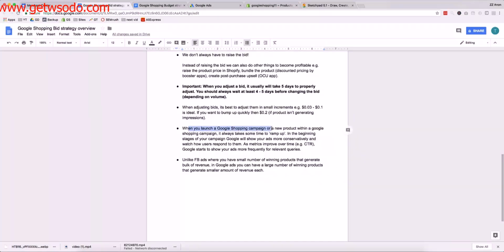And so when you launch a Google Shopping campaign, or a new product within a Google Shopping campaign, I mentioned before, it takes time to ramp up, right? In the beginning stages of your campaign, Google shows your ads conservatively, so it doesn't show your ads as much as it possibly could, because it wants to see how users respond to them. Are they clicking on them? Are they going to your website? How long are they spending on your website? And then as metrics improve and Google starts to understand how many people are going onto your site, it will start to show your ads more frequently because it knows where to put you in the auction. And you'll get shown for more relevant queries, right?